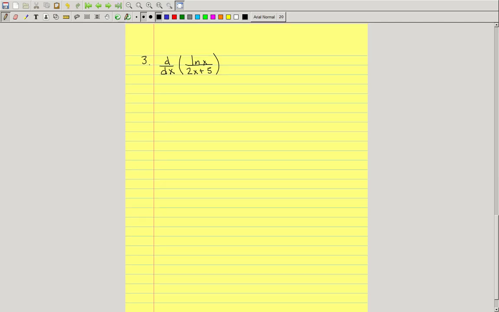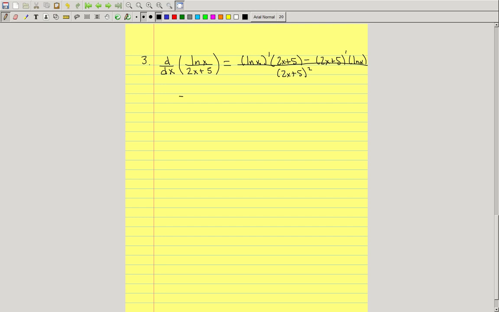All right, we have one more example to look at. We would like to take the derivative of the natural log of x divided by 2x plus 5. So we take the derivative of the top function and multiply that times the bottom left alone. And we subtract from that the derivative of the bottom times the first function left alone. And then that is all over the denominator squared.